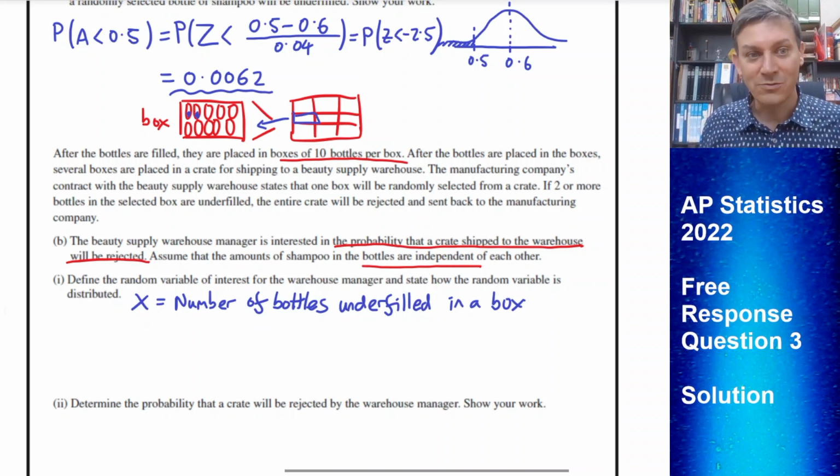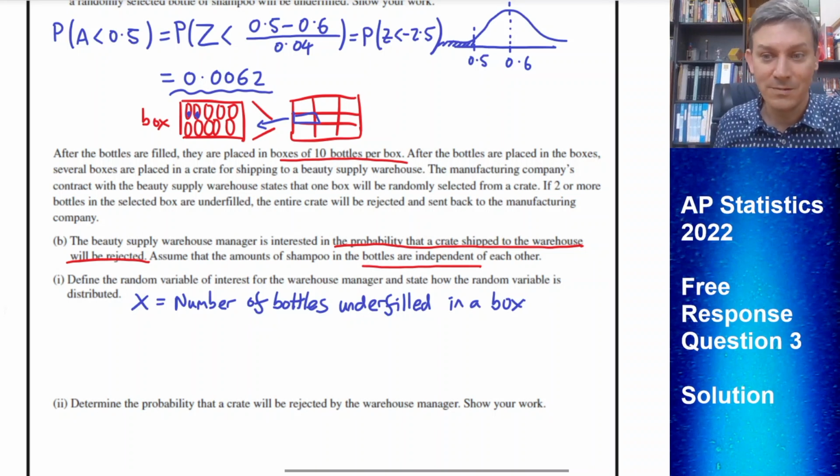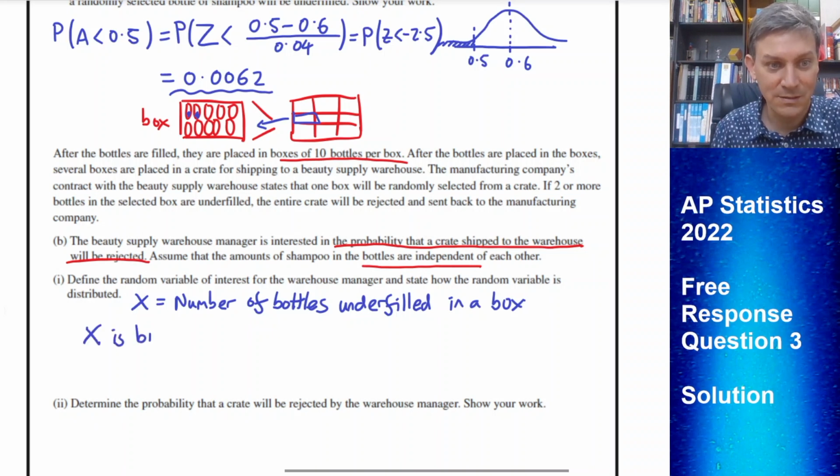Okay, so this means to work out the number of underfilled bottles in a box, we're doing 10 independent tests where each test has exactly the same probability, 0.0062, and this is the defining feature of a binomial distribution. Okay, so how is the random variable distributed? X is binomially distributed.